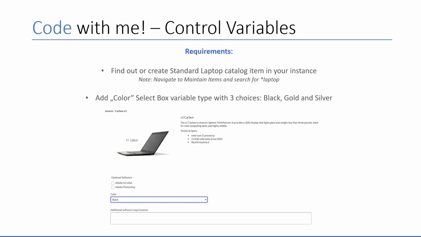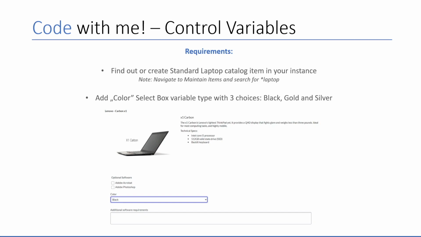Later on, you will find your standard laptop, but you will need to add an additional variable as shown on the screenshot below. This variable would be color, and it will be a select box with 3 choices in it. So the color would be black, gold, and silver.